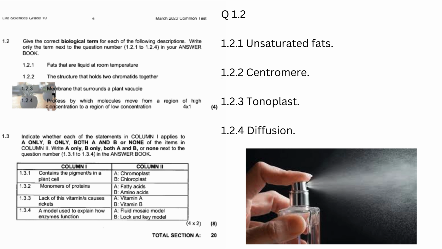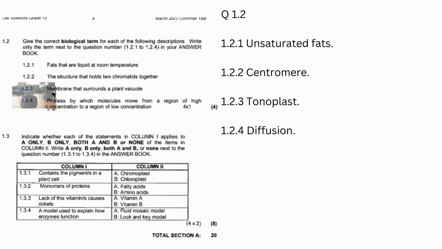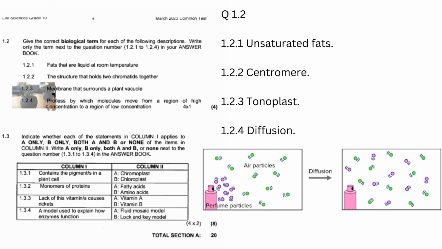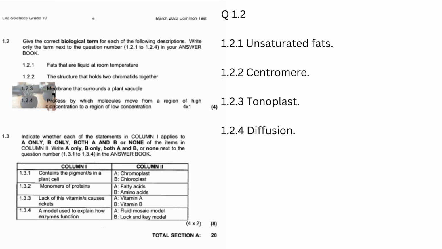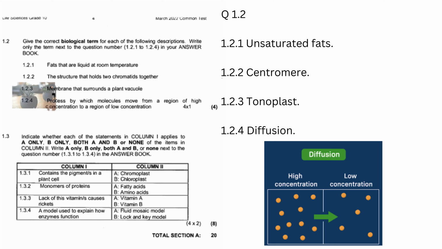Imagine someone sprays perfume in one corner of a room. At first the smell is strong in that one spot, but after a few minutes the whole room smells. What happened? Those perfume particles moved from where they were crowded, high concentration, to where there was more space, low concentration. That movement is diffusion. So remember, high to low, particles spreading out, that's diffusion.